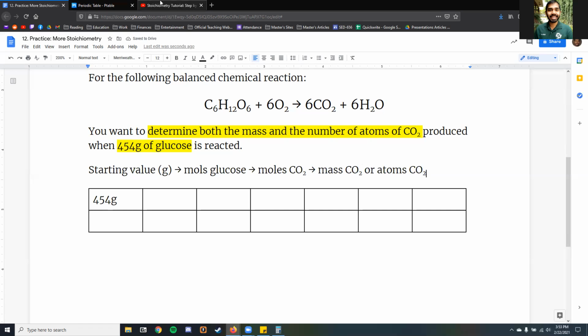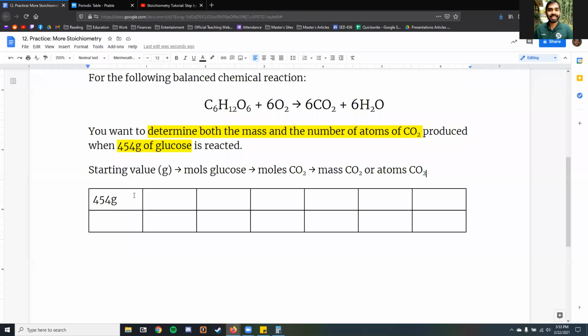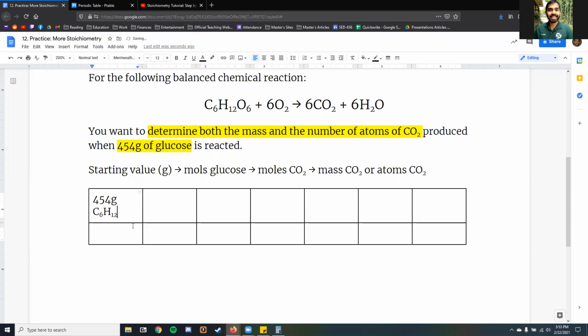We're basically going to be following 2 pathways here. We start off with our mass, in this case, mass of glucose. We're going to use the molar mass to turn that into just pure moles. Then we use the mole ratio to turn that into moles of carbon dioxide. And then we're going to turn the moles of carbon dioxide into both the mass and the particle number. So let's get started. We have 454 grams of glucose. I'm going to write the chemical formula, C6H12O6. That's what we start with.